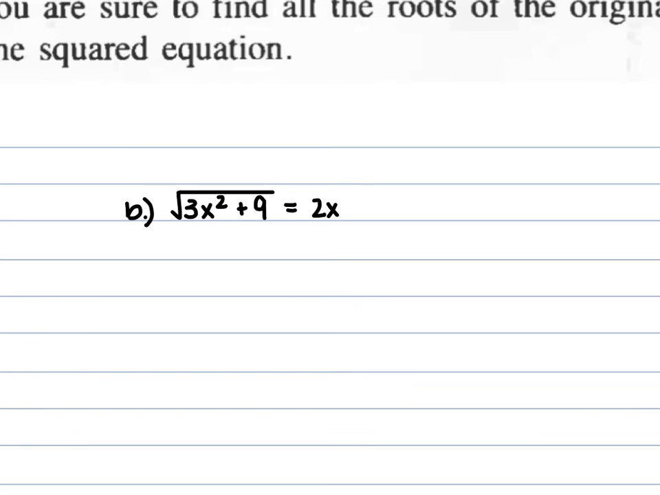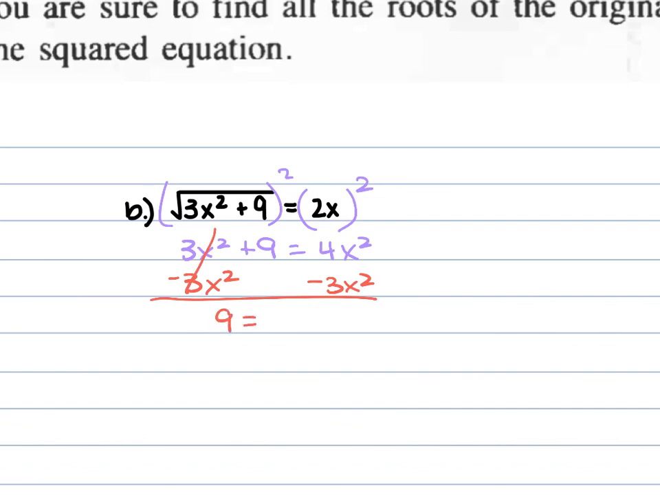For B, we have the square root of 3x squared plus 9 is equal to 2x. Our radical is isolated already, so we're just going to square both sides. So we have 3x squared plus 9 is equal to 4x squared. We're going to subtract the 3x squared from each side, and we get 9 is equal to x squared. And then we're going to divide by 9. Take the square root of both sides here, and we get that x is equal to plus or minus 3.